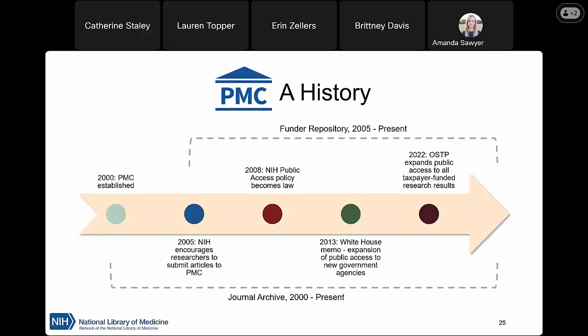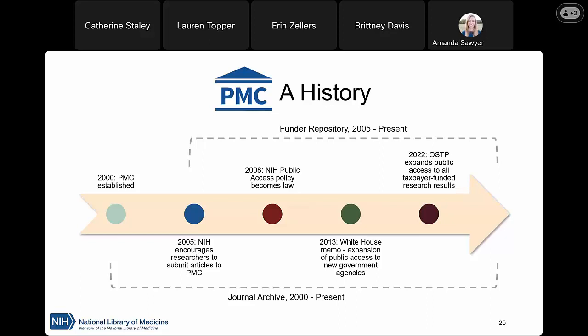And next, let's review PMC's development. It was established in 2000 at the beginning of the open access movement. At that time, PMC was exclusively an online archive of journal content. A journal was required to supply their complete contents to PMC. In 2005, the NIH began encouraging, though not yet requiring, researchers to submit their articles to PMC to give the public access. This was when PMC took on a second role as a repository for peer-reviewed, funded research results and introduced author manuscripts into the collection.